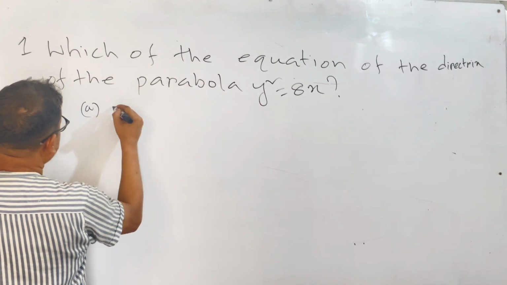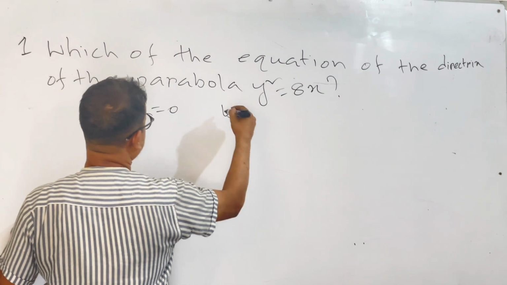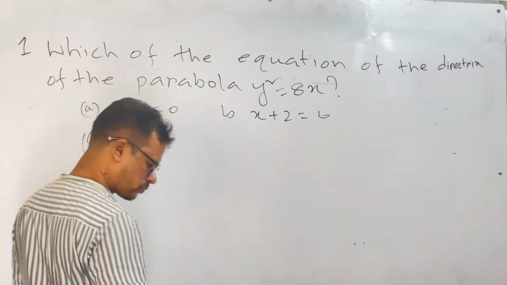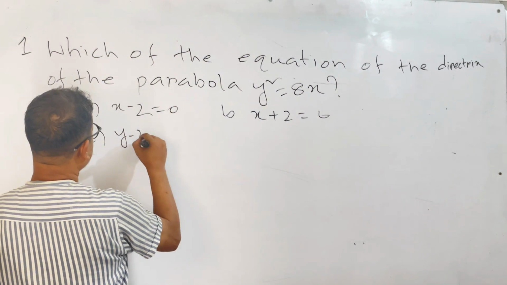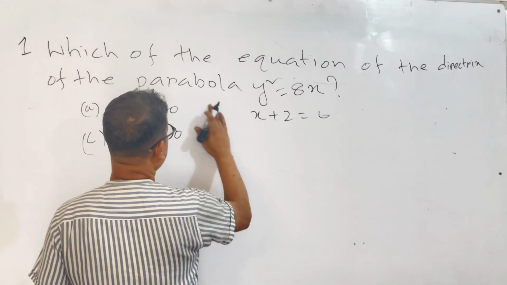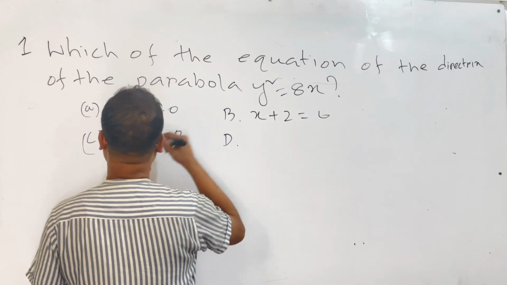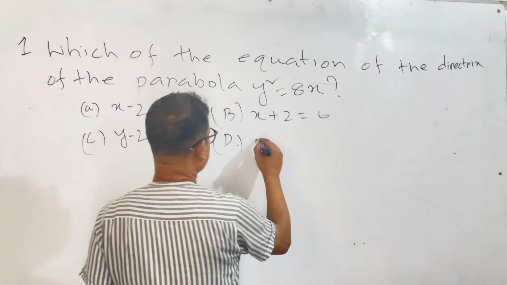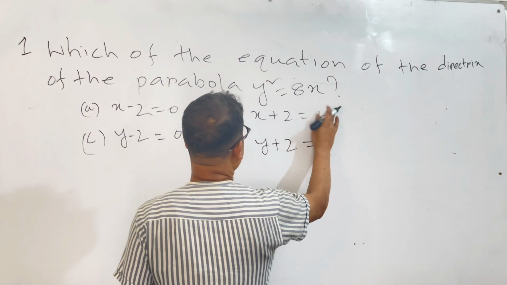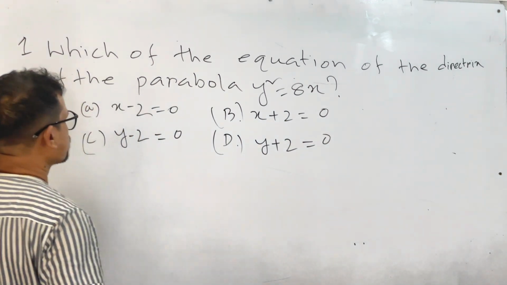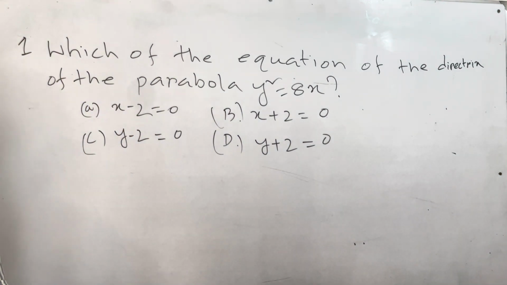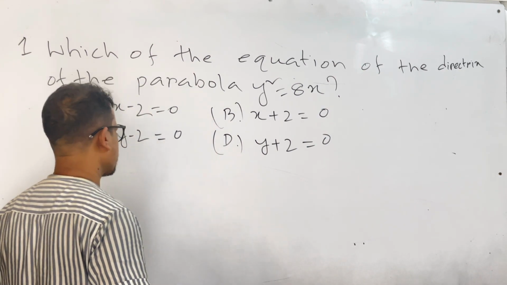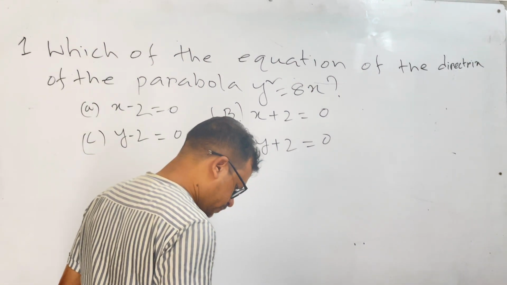A: x minus 2 equal to 0. B: x plus 2 equal to 0. C: y minus 2 equal to 0. D: y plus 2 equal to 0. Which is the equation of the directrix of the parabola y square equal to 8x? x minus 2 equal to 0, x plus 2 equal to 0, y minus 2 equal to 0, y plus 2 equal to 0.